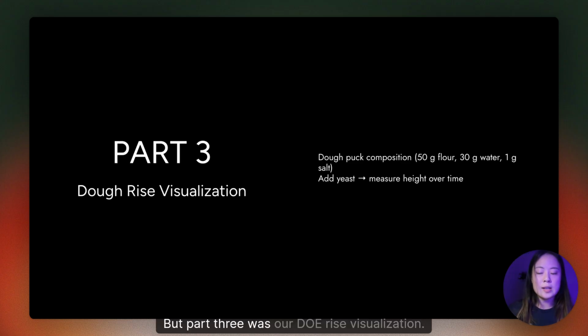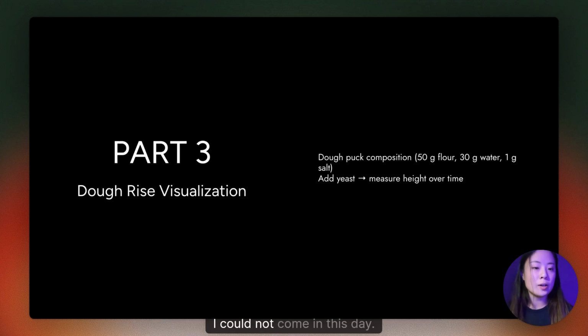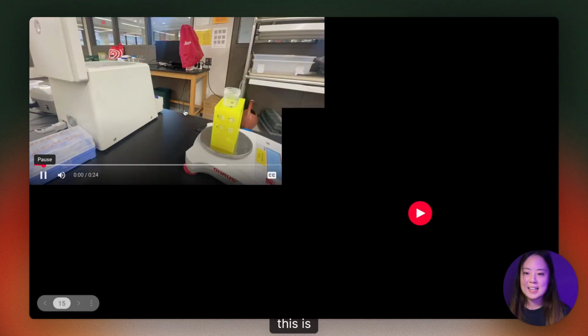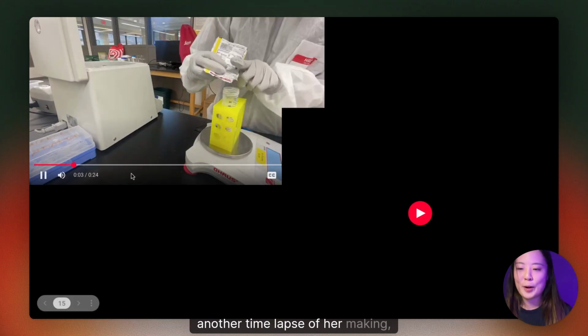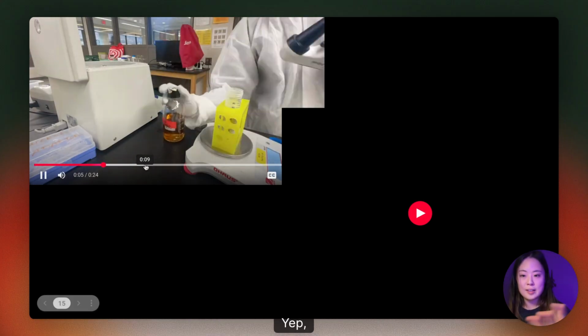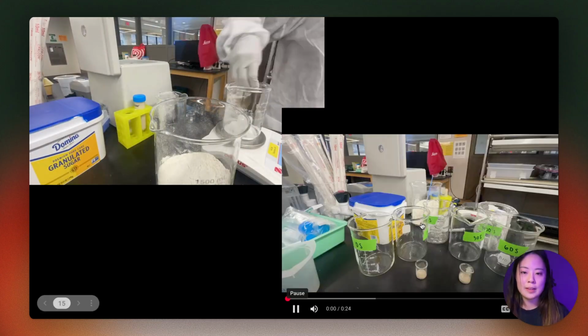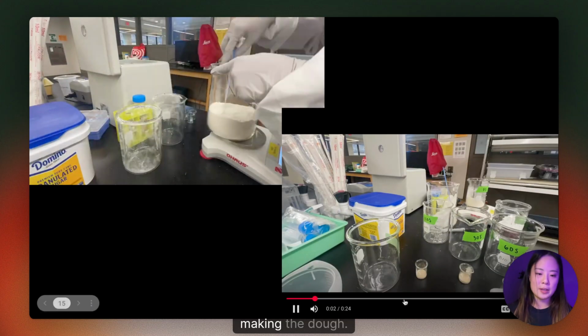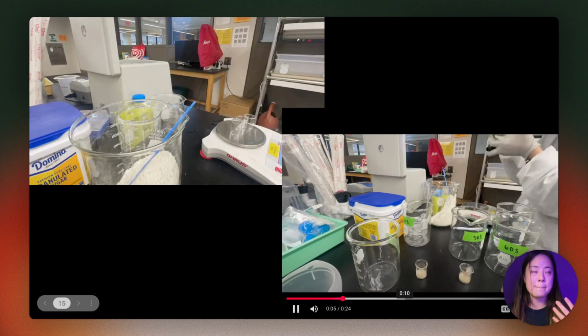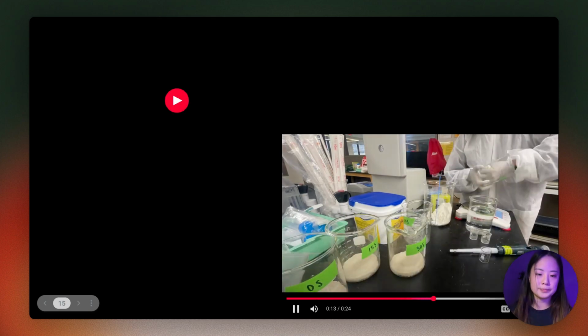But part 3 was our dough rise visualization. I could not come in this day, so Celine did all the hard work. She made the dough composition and then added the mutagenized yeast, and measured height over time. So this is another time lapse of her making, I assume, the suspension. Yep, there goes the YPD. And then making the mixture, subsequently making the dough, inserting the mutagenized yeast suspensions as well.